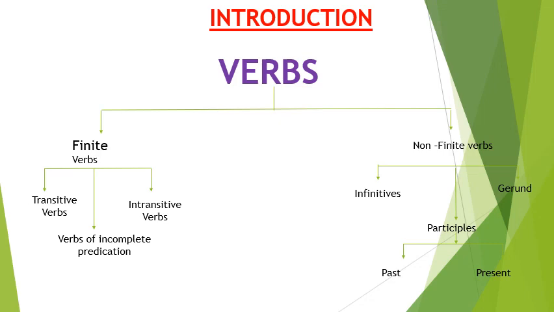There are two main types of verbs, finite verbs and non-finite verbs. Under finite verbs, we have transitive verbs, intransitive verbs, and verbs of incomplete predication. Under non-finite verbs, we have infinitives, participles, and gerunds. Participles can be classified into past participle and present participle.